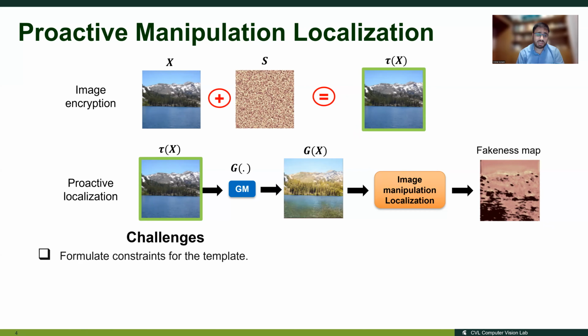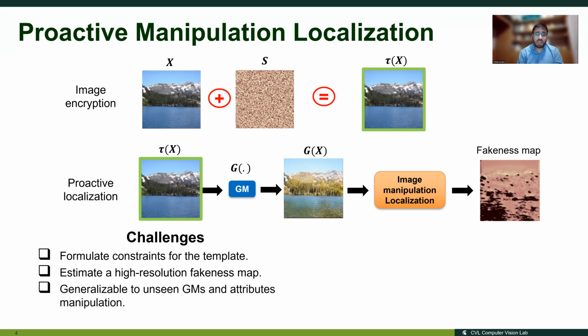Now, there are certain challenges associated with it. Basically, we have to formulate the constraints for the template, because we don't know the ground truth of the template. So we have to define some constraints to estimate it in an unsupervised fashion. We also have to estimate a high resolution fakeness map, because images these days are in very high resolution, so we need a high resolution fakeness map to estimate whether every pixel is manipulated or not. And our method should be generalizable to unseen generative models and attribute manipulation.